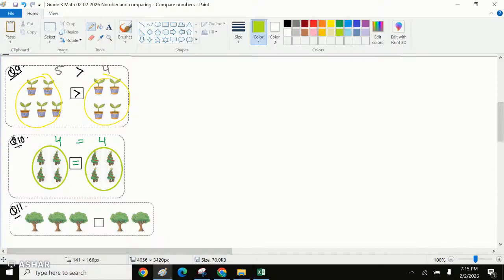Okay. Let's move ahead to question number 11. What can we say for question number 11? There are 3 trees over here. On this side, 3 trees, and on this side we have 2 trees. So can we say 2 is less than 3, right? 2 is a number that is less than 3. Agreed?